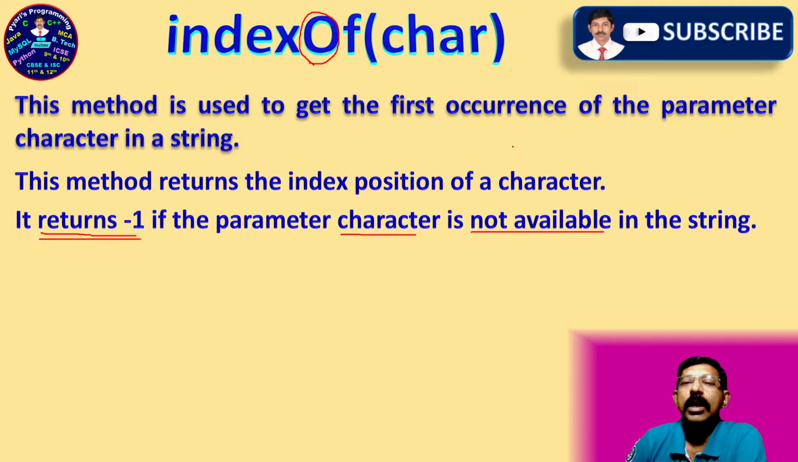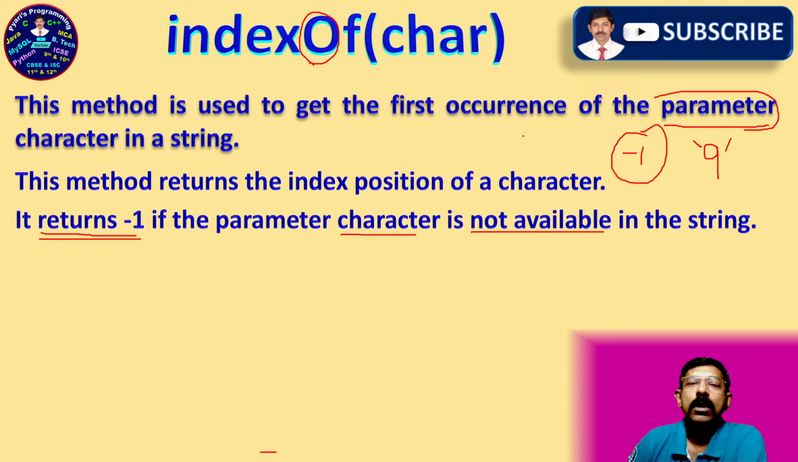For example, my string is parameter. Suppose this is my string. I am looking for Q, the index position of Q, where Q is not available in this string. Look at this, Q is not available. In that case, it will return -1. Not an error. No error. Everyone understood this point?